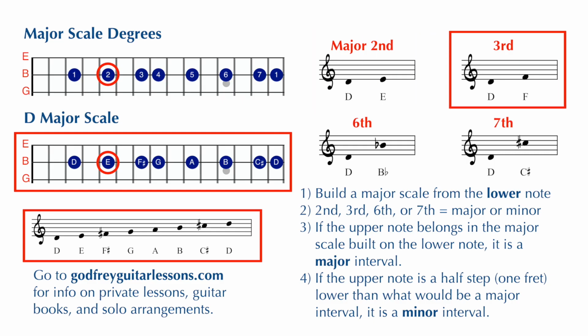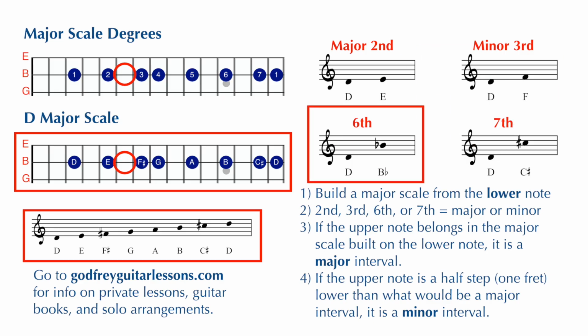D up to F is a third. F is not part of the D major scale. The third scale degree of D is F sharp. F is a 1/2 step lower. So D up to F is a minor third.